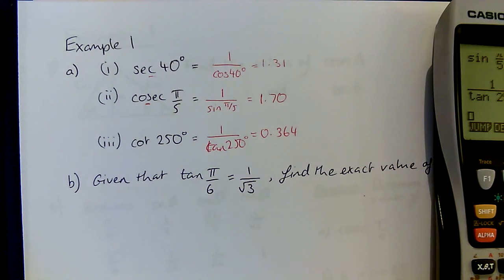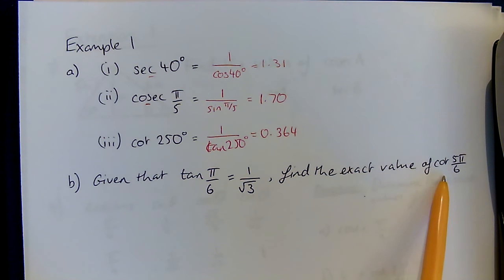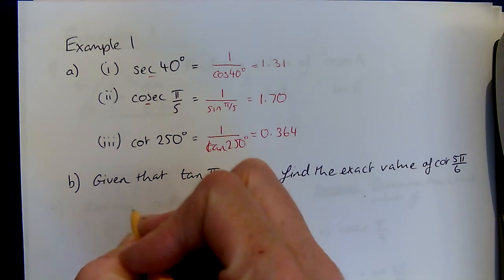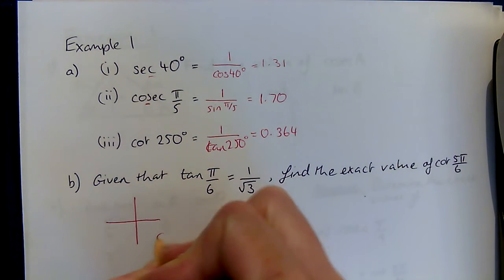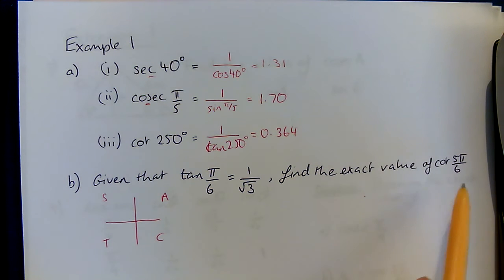Okay, right, for the last one, we're given that tan of pi over 6 is 1 over root 3, which we ought to know anyway. Find the exact value of cot 5 pi over 6. So it's not the same angle, but it is related. Now, to do this one, it would be a good idea to use a cast diagram. And look at where 5 pi over 6 is.